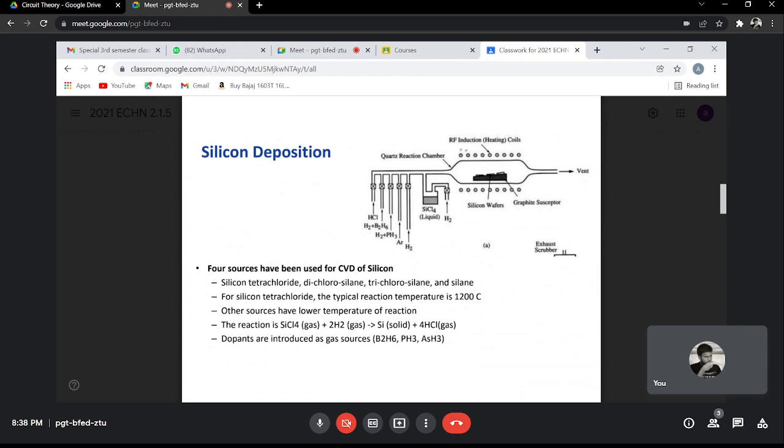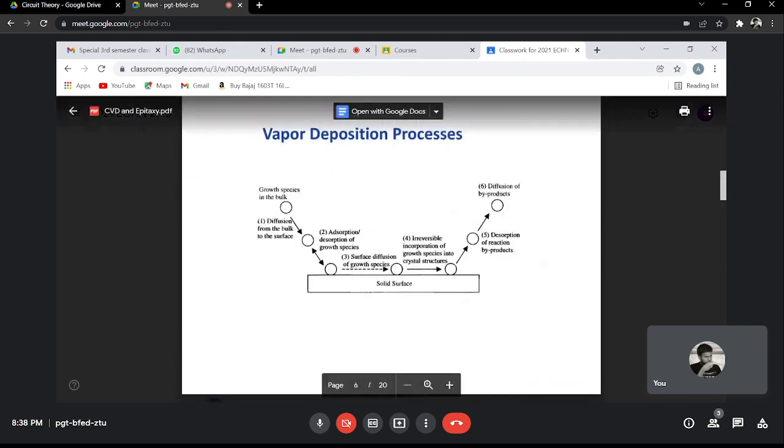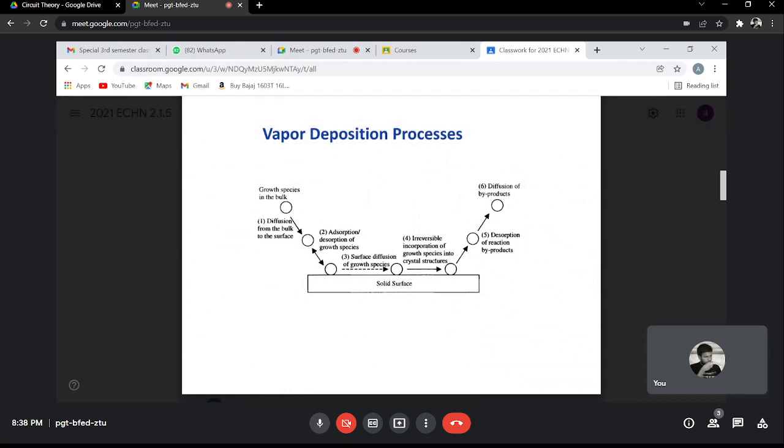Now, having said that, let us go to the theory. So what are the processes? First process is you have the growth species in the bulk. In this case it is acetylene and arsine and hydrogen and all. And then the first point is diffusion from the bulk to the surface. So from the gas bulk, it diffuses to the surface. And then the second point is adsorption. No, it's not absorption, it's adsorption. It is surface binding of the materials.